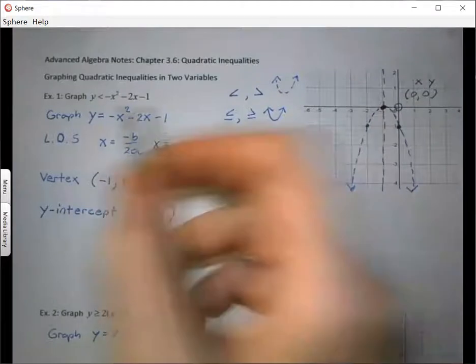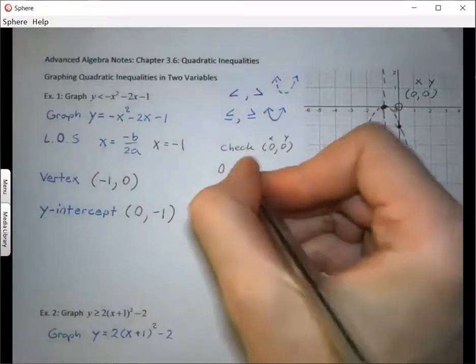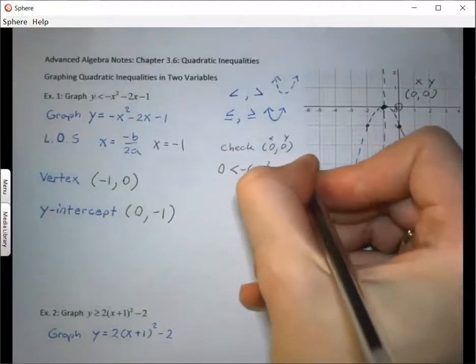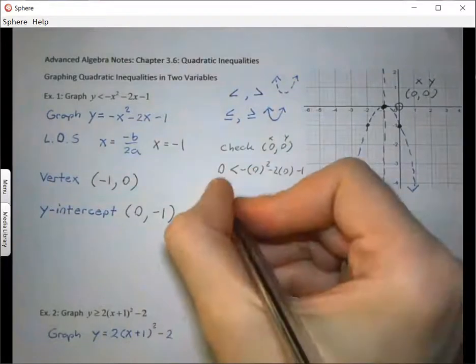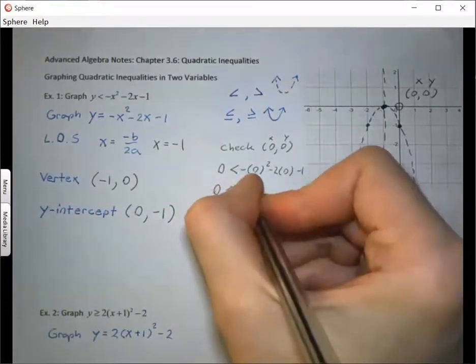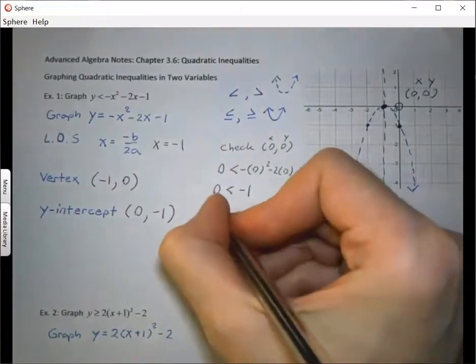So y is 0. My x is going to be 0. Zero squared is 0, 2 times 0 is 0. So my statement is 0 is less than -1. That is definitely false.